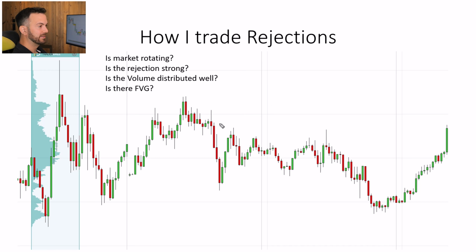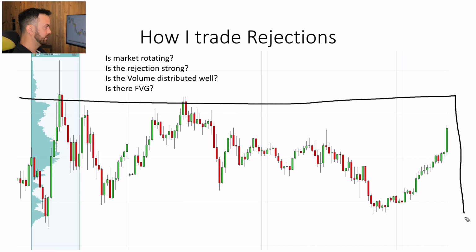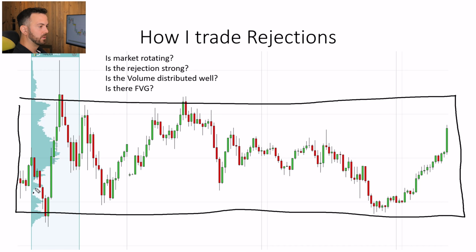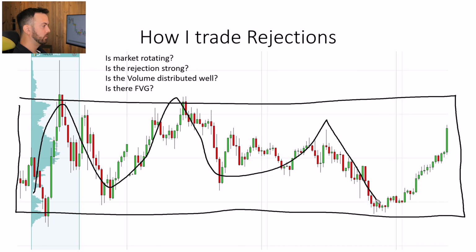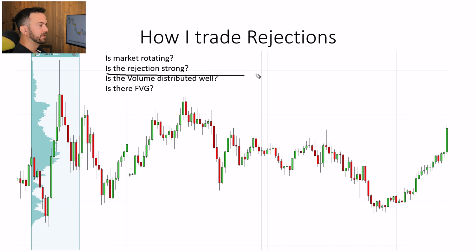First thing, is the market rotating? Look at this. Up and down, up and down, up and down. Yes, the market is rotating. Is the rejection strong? Yeah, this is a beautiful low. This is a strong low. Let me delete that so you can see it better, right? Strong low. So, all good so far.